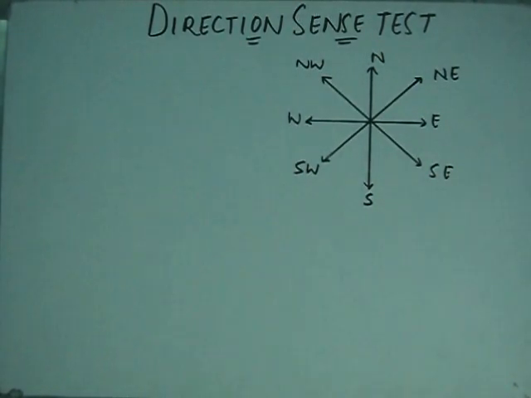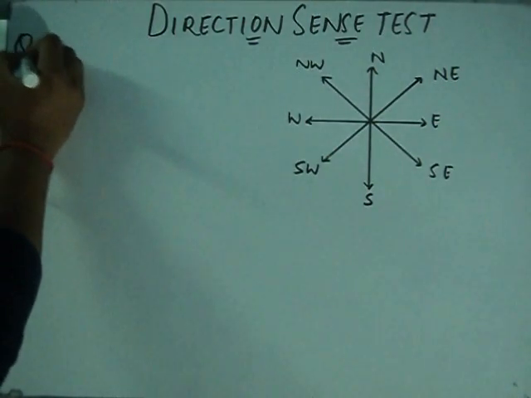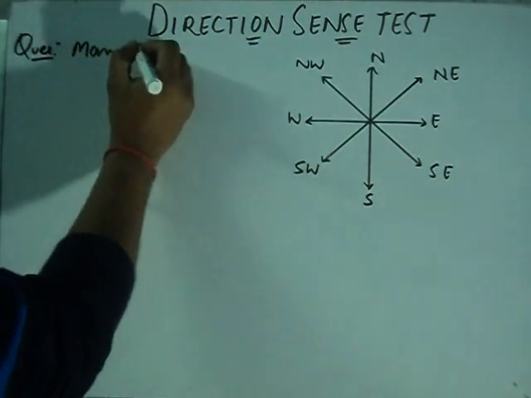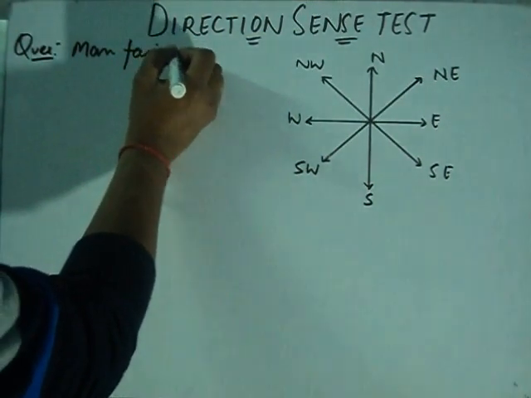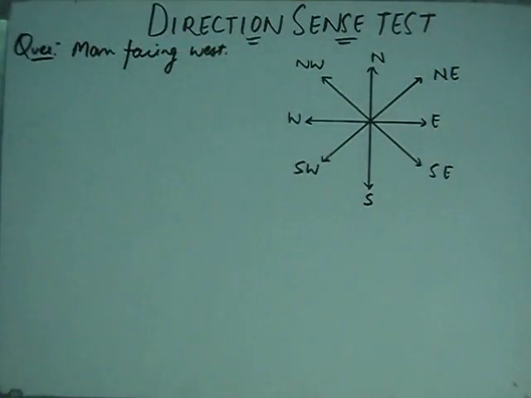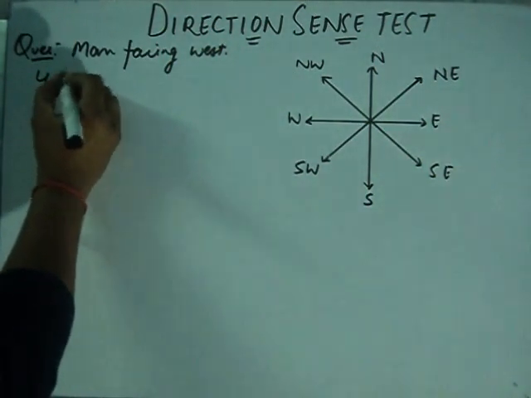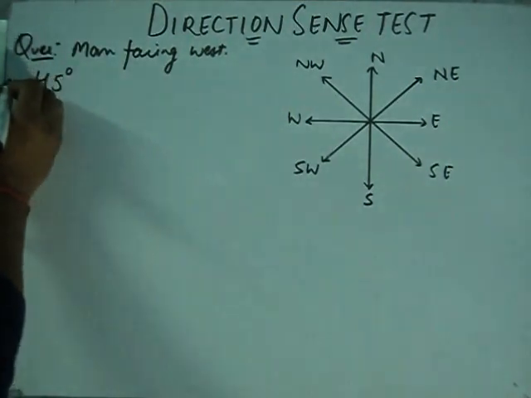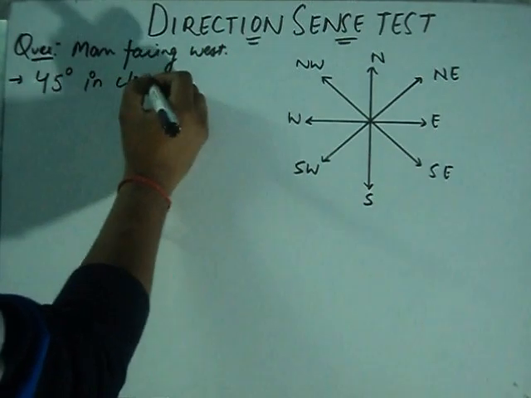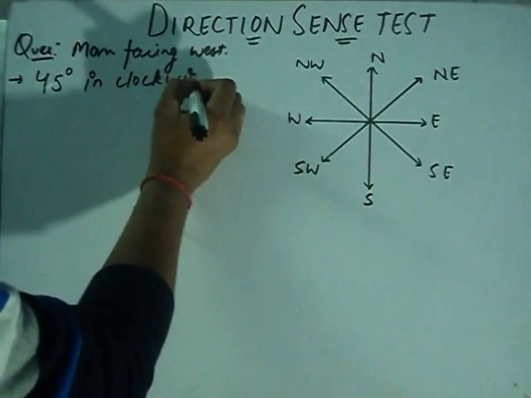Suppose I have a question: a man facing west. After that, he turned 45 degrees in the clockwise direction. 45 degrees is my first point and it's my second point, 45 degrees in clockwise direction.